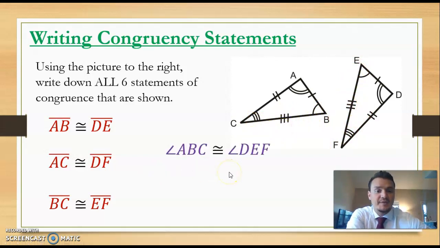And then we could talk about the angles. So this angle right here has 1 arc mark. This has 1 arc mark. So angle B and angle E are the same. They're congruent. So we could say that angle ABC is congruent to DEF.